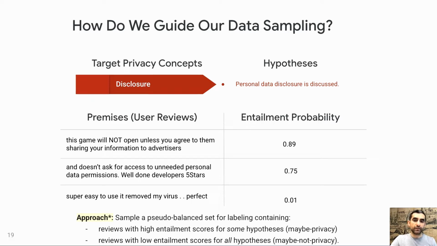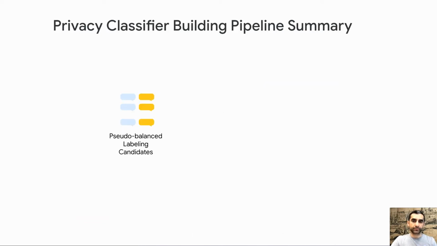Our approach is to use the entailment score as a way to get a pseudo-balanced candidate set for data labeling. Reviews with high entailment scores for some hypotheses are potentially privacy-related. Those with low entailment score for all hypotheses are potentially not privacy. The candidate set is then passed to human annotators.